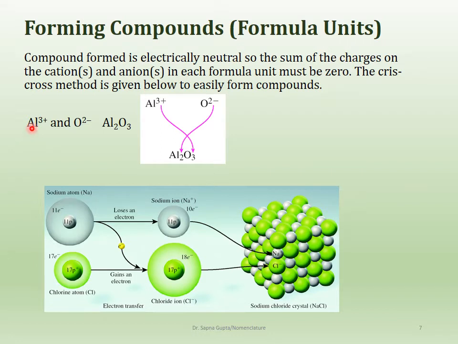Which means if aluminum gives 3 electrons, oxygen should be able to take 3. If it's not able to take 3, which it's not, you need another oxygen. So working this out, you will see that you will need 2 aluminum, which gives a total of 6 electrons, and 3 oxygens, which takes a total of 6 electrons. So the ratio is not as simple as 1:1 or 2:2 or 1:2. It can be odd ratios as well, like 2:3.